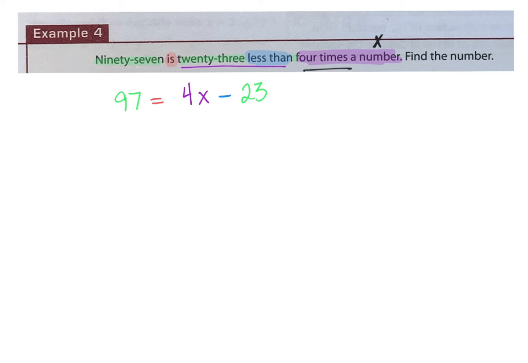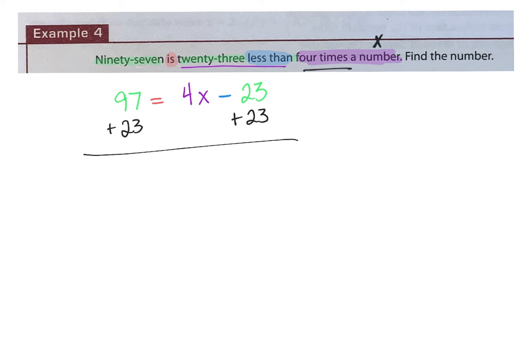Right. I have a subtracting 23, so I need to add 23. It doesn't matter what side the variable's on. We're getting rid of things that are with our variable. We want it by itself. So here we're subtracting 23. We are going to then add 23 to both sides. So I'm going to add 23 here, and I'm going to add 23 here.